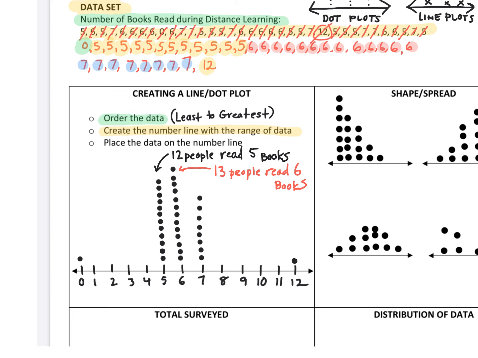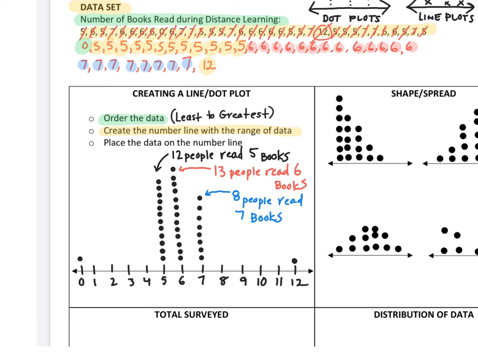And over here, I'm going to grab another color. We're going to say 8 people. I think it's 8. 3, 4, 5, 6, 7. Yeah, 8 people read 7 books. Okay, let's keep going.